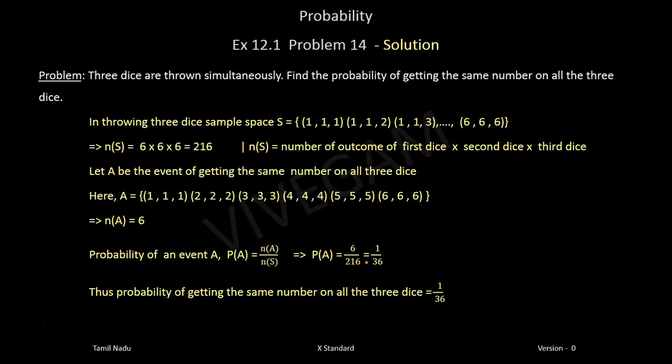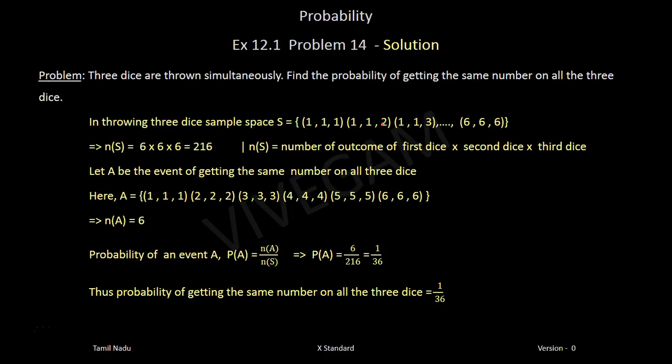In throwing 3 dice, the possible outcomes are 1, 1. Fix this 1, 1. And the third die can become 1, or it will be 2, or it will be 3, it goes up to 6. Then what you have to do, keep 1 and change this to 2, and again repeat the third number, 1, 2, 3, 4, 5, 6. Like that if you keep on doing, finally you will reach 6, 6, 6.